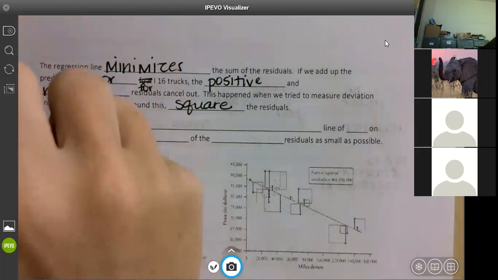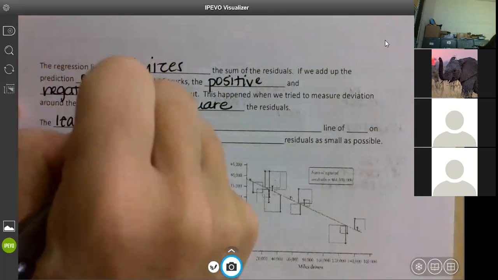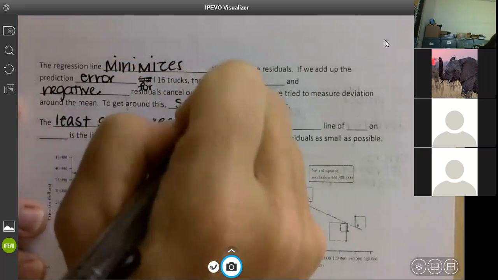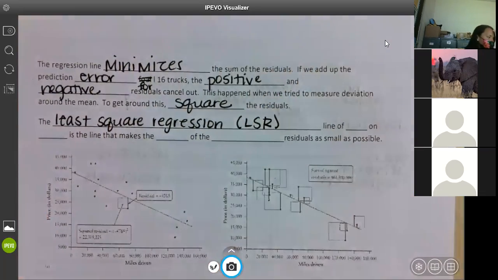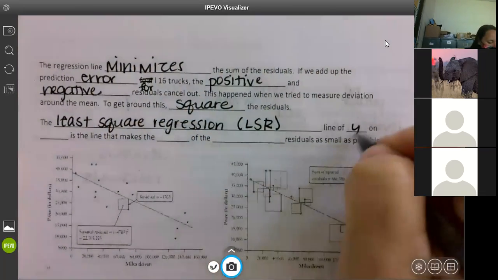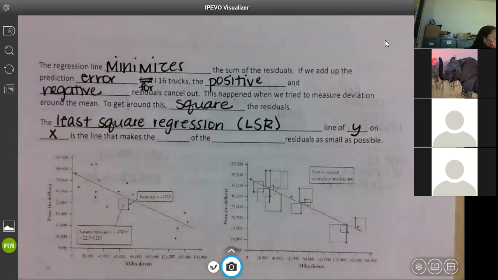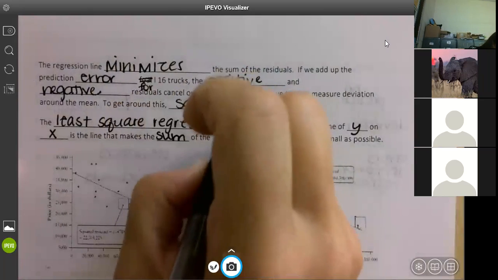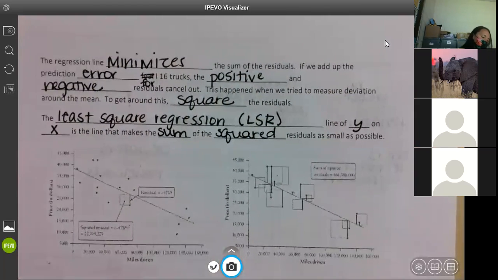So the least squares regression line, or you'll see it as LSR, of Y on X is the line that makes the sum of the squared residuals as small as possible.